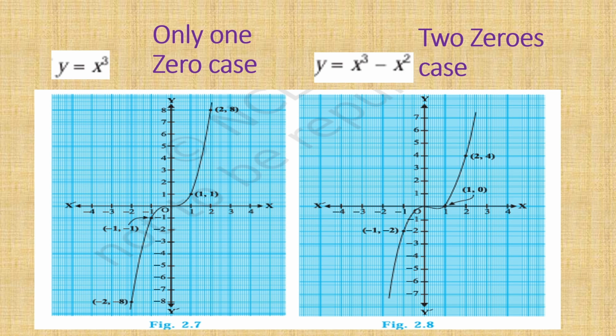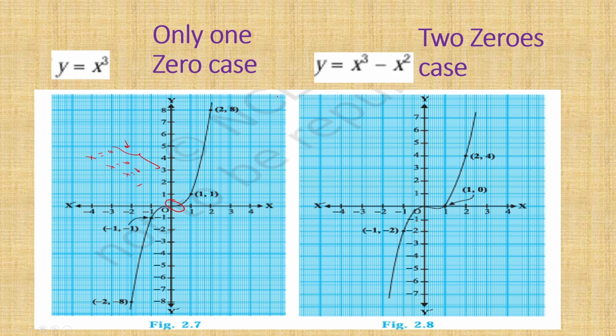Okay. These are the different cases, like we have seen in previous cases: 1 zero case, 2 zeros case and no-zero case. Here y is equal to x cube. In this case we have only 1 zero. y is equal to x cube means all these 3 are the same. All the zeros are the same: x is equal to 0, x is equal to 0 and x is equal to 0. This is the only possible case. That means all 3 zeros are the same, that is x is equal to 0.